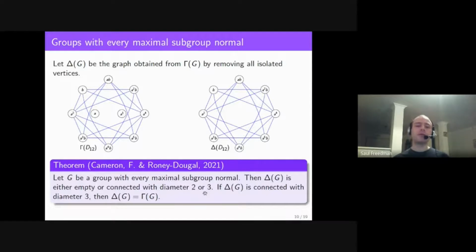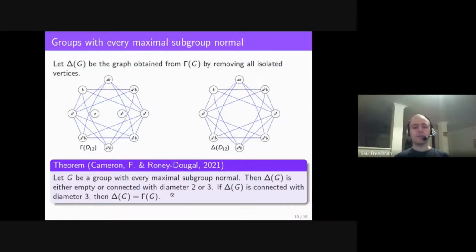And in fact, if delta of G is connected with diameter 3, then it's equal to gamma of G, which means that gamma of G itself is connected with diameter 3, and in particular, there are no isolated vertices. So if there are isolated vertices, then either every vertex is isolated, or there's a single component of diameter 2. And so we see that in all of these cases, the diameter of delta of G at least is very small. And there are cases where gamma of G itself is connected with diameter 2, which is as small as possible.